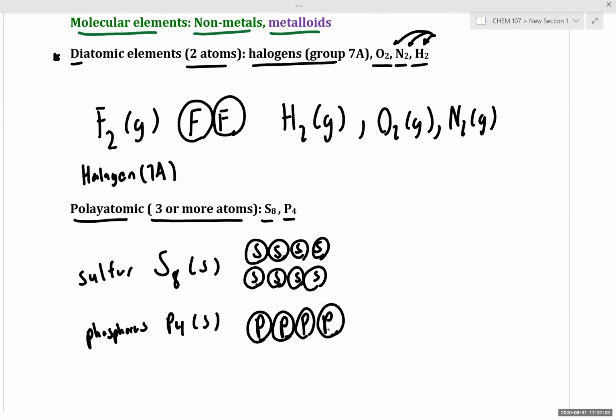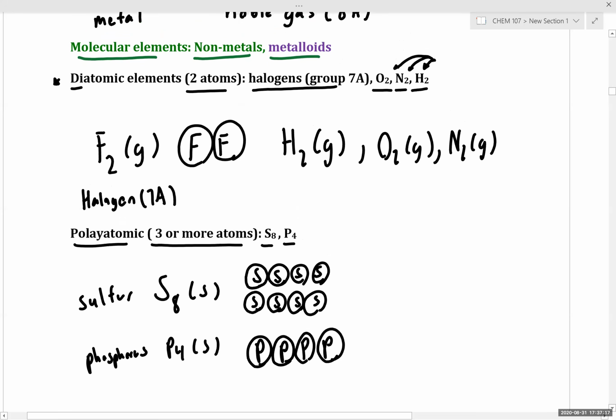Does that make sense? Yes, but am I right on the molecular elements when we see them like this, categorized that way? Is that how we refer to molecular elements? Yes, so sulfur and phosphorus are molecular elements. They have more than one atom as part of their chemical formula, and sulfur and phosphorus are nonmetals. Yes, that is correct. Okay. Any other questions I can address?